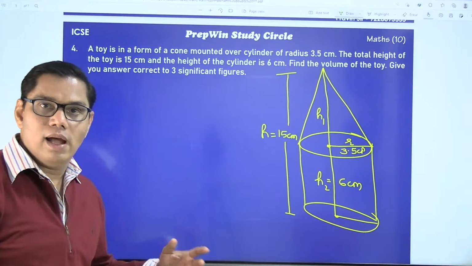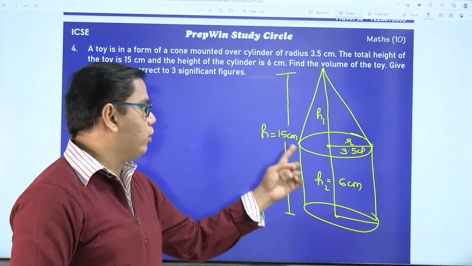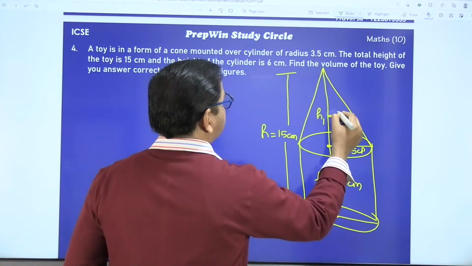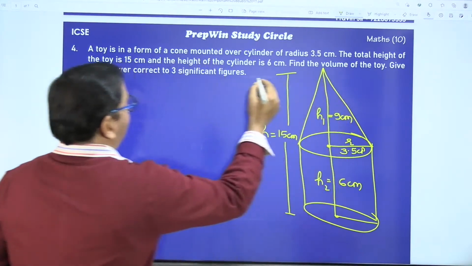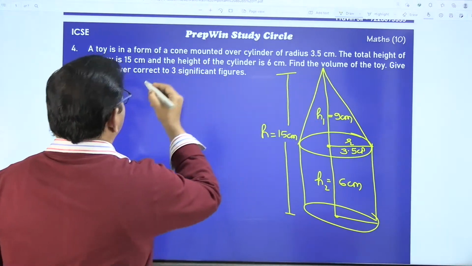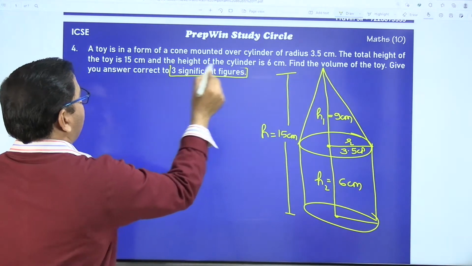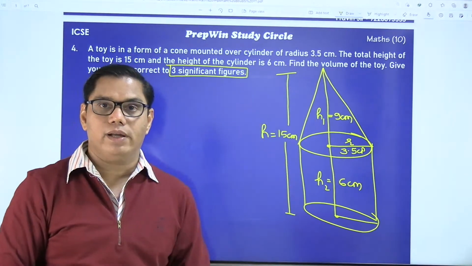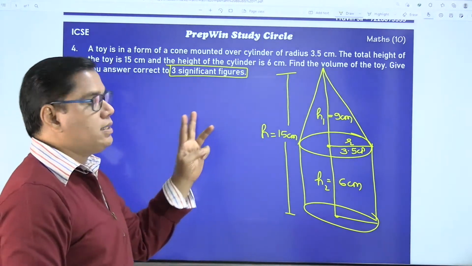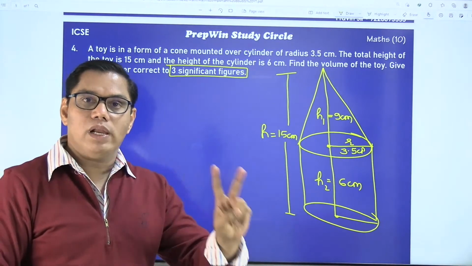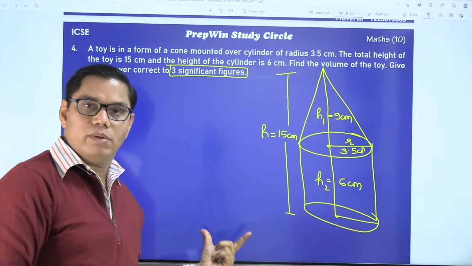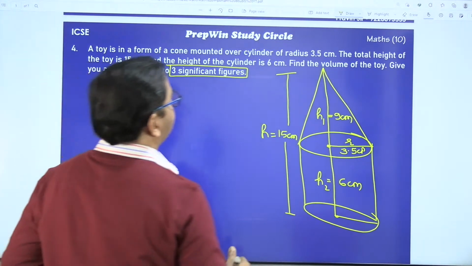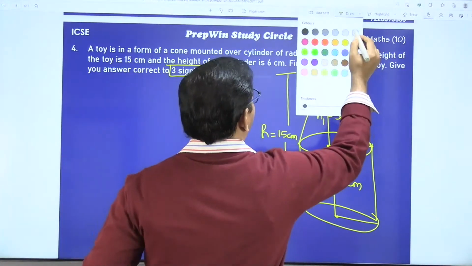Can I get h1? Answer is yes, definitely I can get h1, that is 15 minus 6, which is equal to what? Is it 9 centimeter? Yes, 9 centimeter. Find the volume of the toy. Give your answer in three significant figures. If you get a correct answer, but you don't express your answer in three significant figures, you will get 1 mark less. That is, if this question is asked for 3 marks, you will get only 2 marks, because 1 mark will be reserved for your final answer. Okay, so let us move ahead. We will see how to solve this question.